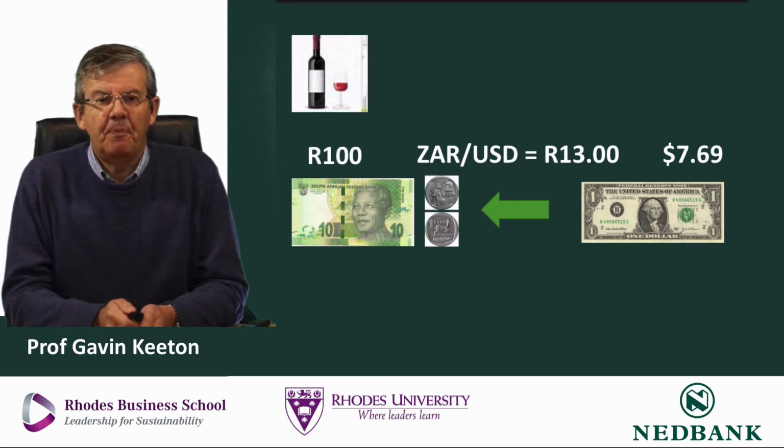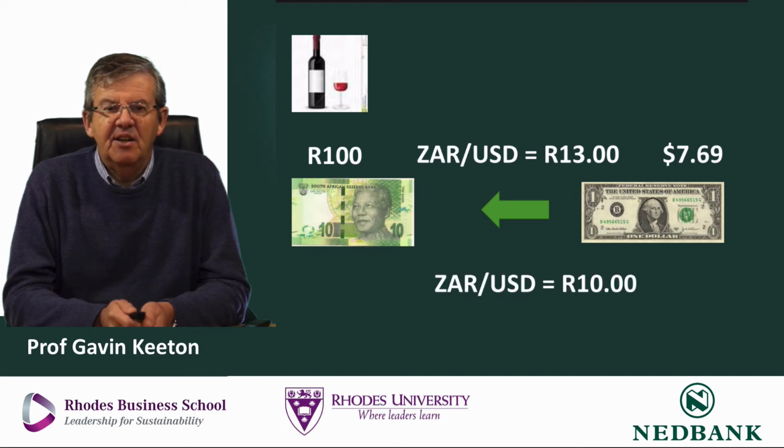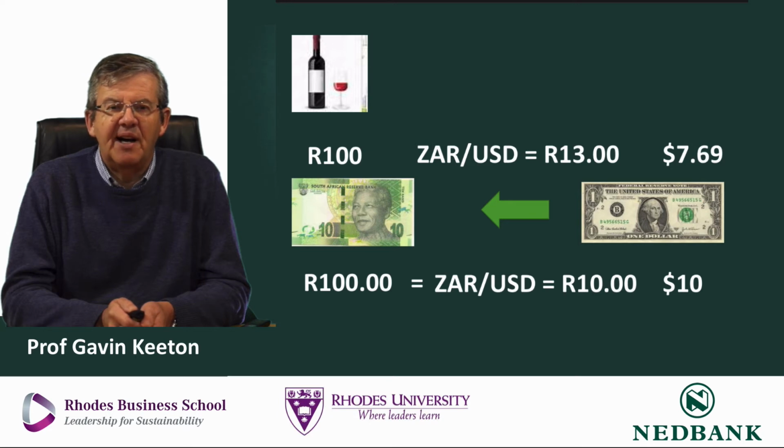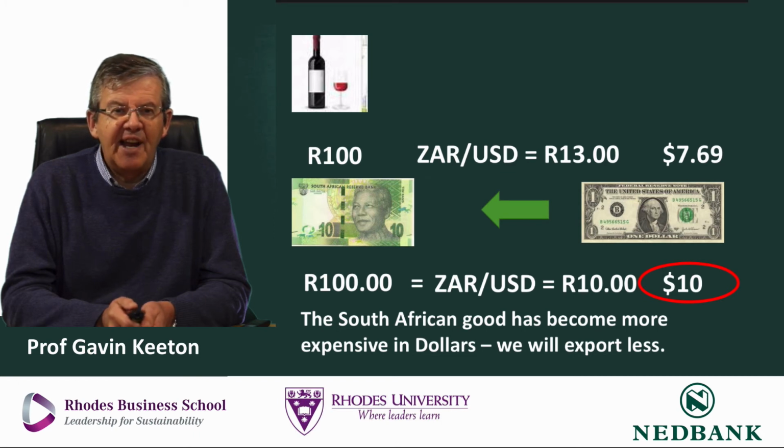And for the foreigner who bought our bottle of wine for 100 rand but paid $7.69, now the exchange rate is 10 rand to the dollar. So for their $1, they now can only get 10 rand instead of 13 rand. They need to buy 100 rand, and so at 10 rand to the dollar, it will cost them $10 to buy our bottle of wine. So previously they paid $7.69, and now it has gone up to $10. The price in rand terms is still 100 rand. There's been no change, but the dollar price has changed because the exchange rate changed.